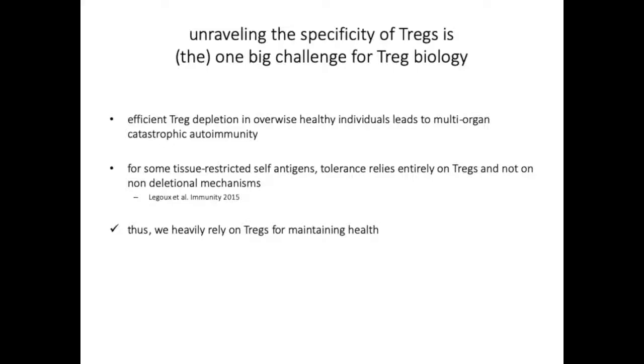And the reason is that Tregs are very important. As you know, they protect us from developing autoimmune disease. If you eliminate Tregs in an otherwise healthy mouse or a healthy individual, you will immediately get multi-organ autoimmune diseases and inflammation, and the mice actually will die when you do that. So they're quite important, these Tregs, to maintain a healthy immune system.